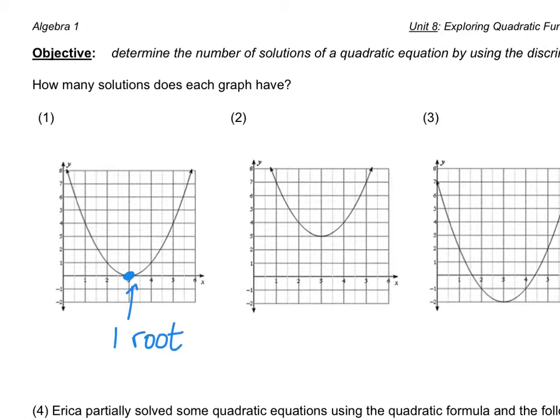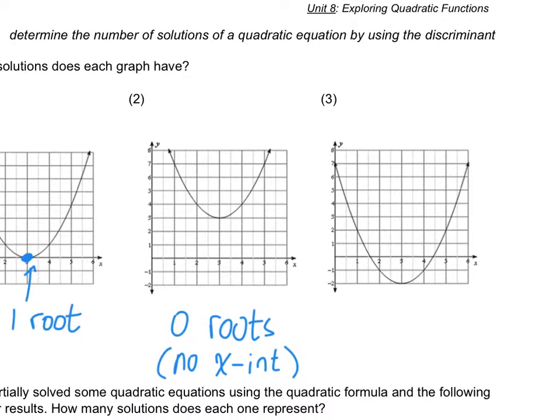What about number 2? No roots. And again, it's none because why? No x-intercept. And number 3? 2 roots. So one right here and one right here. Not asked to figure out what they are, just how many there are. So 2 roots.